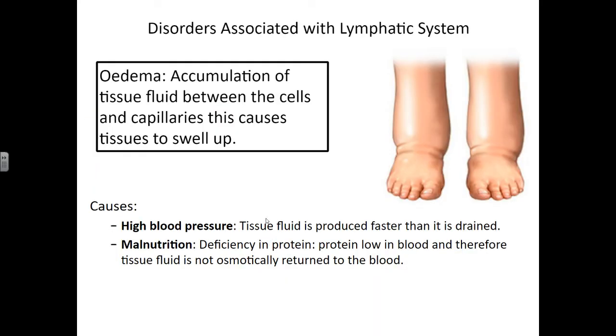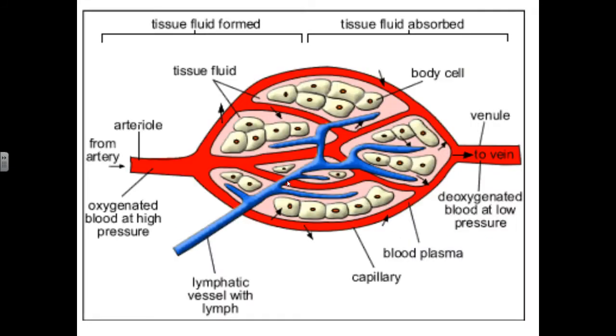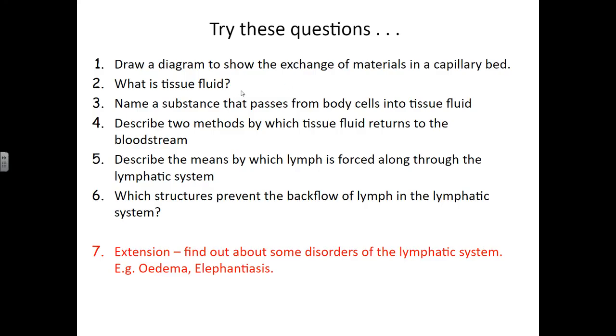That's really it. There's a little bit extra here just for interest. So edema is accumulation of tissue fluid between the cells and capillaries, and certain medical conditions can cause this to happen. Things like high blood pressure, so tissue fluid is pushed by pressure filtration faster into your tissues, then it can be reabsorbed either through the venous or lymphatic. Malnutrition and heart conditions can cause edema. Certain parts of heart failure can cause it as well. And then again, this is just a video showing tissue fluid being formed through pressure filtration and it being absorbed.